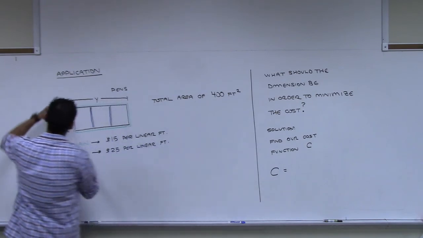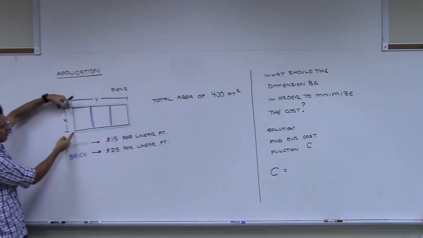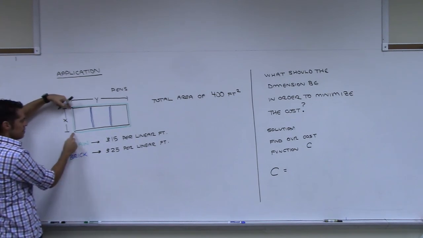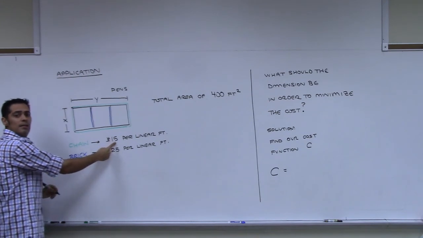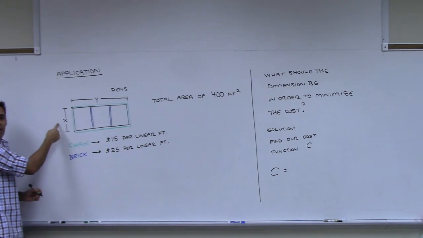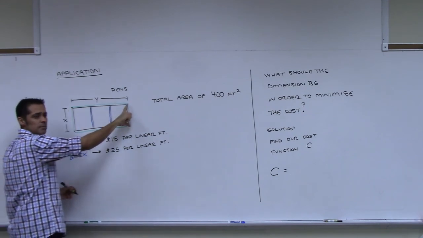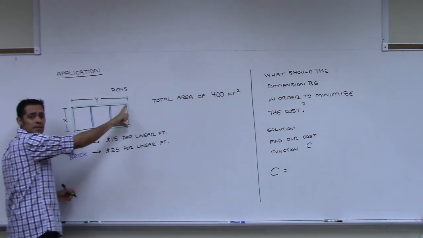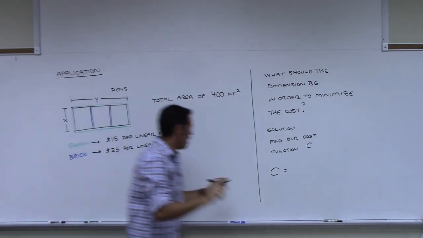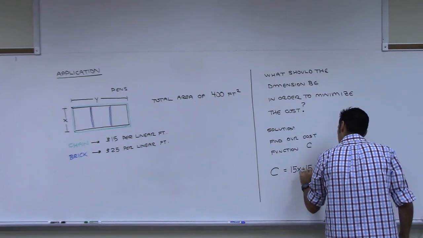How much will it cost me to build this piece of fence from here to here? How much is it per foot? It's the chain link fence, right? So that piece right there is going to cost me $15 for each foot. How many feet is this? X, we don't know, right? So do you all agree that this piece right here is 15 times X? Then I have to build that piece over there. That's another 15 times X. So far I have 15X plus 15X, right?